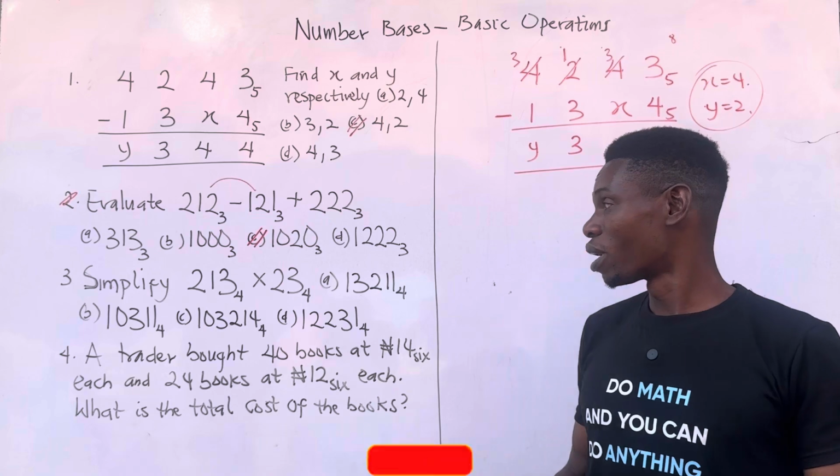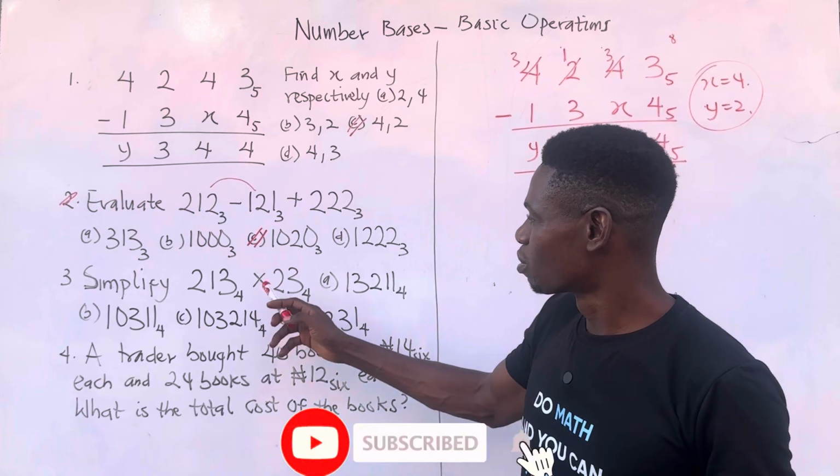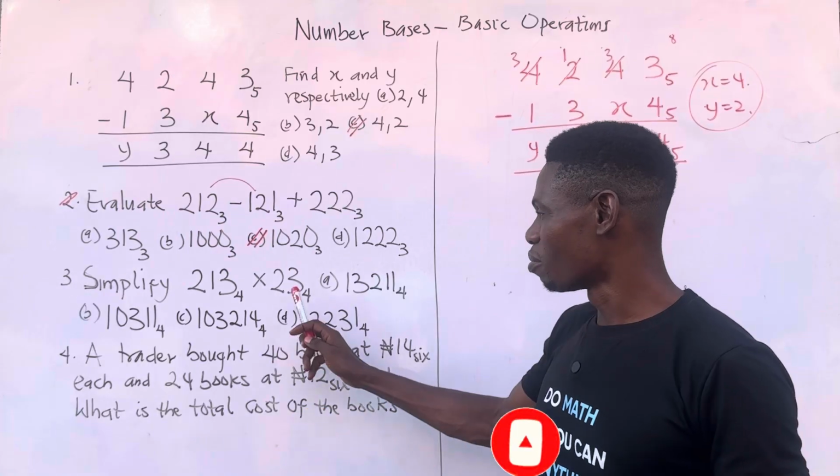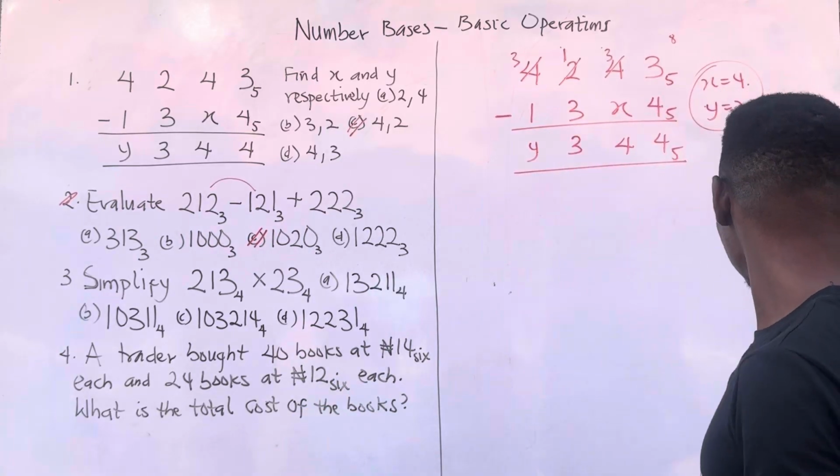Okay, let's proceed with number 3. And number 3 is multiplication. Double digits, 3 digits, base 4. Let's see how we do that.